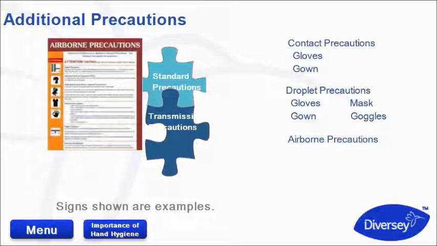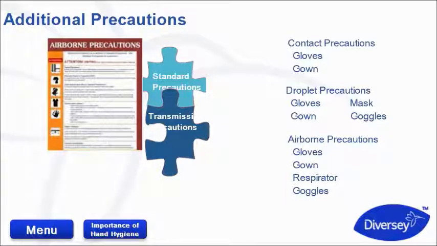Airborne precautions are used when a patient is infected with a pathogen that can be spread through the air, such as tuberculosis or chickenpox. When you see this precaution sign, you should wear a respirator when entering the room, along with gloves, gown, and goggles, or a face shield if there's a reasonable expectation you could be splashed with blood or body fluids.